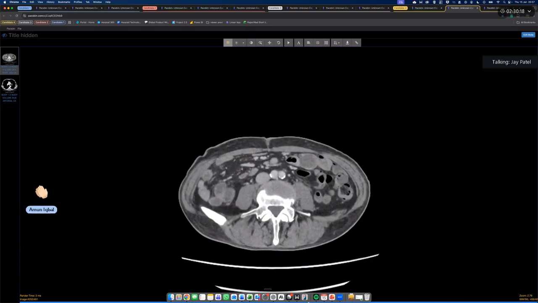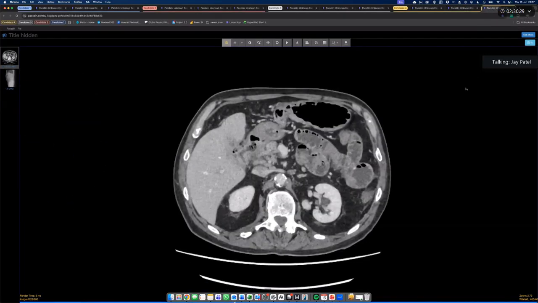And a good plan of action. Very well done. Don't refer it to the hepatobiliary MDT. I know you corrected yourself, but I'd be miffed if I saw that in my meeting. Very well done. Okay, last case.